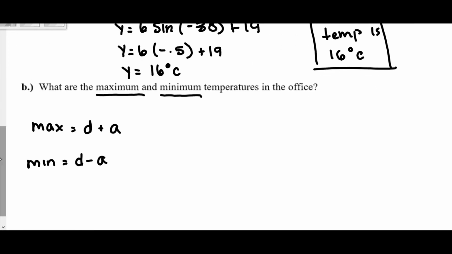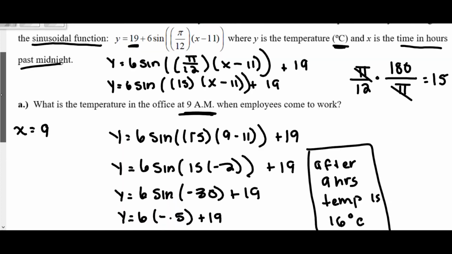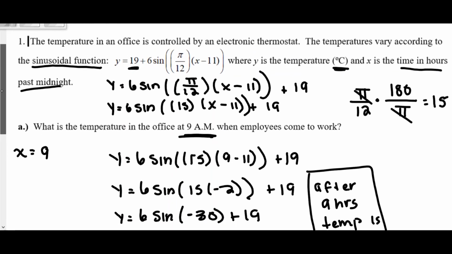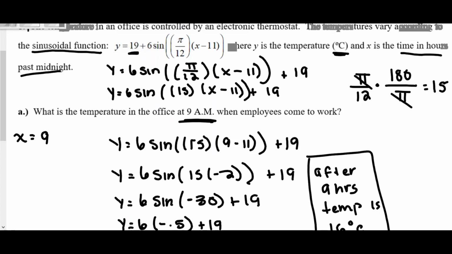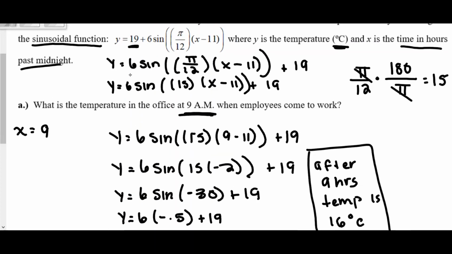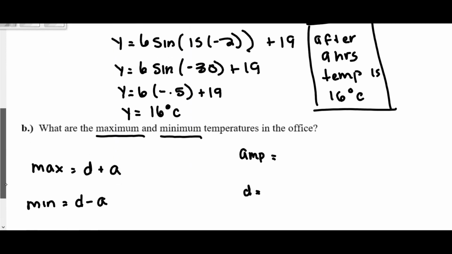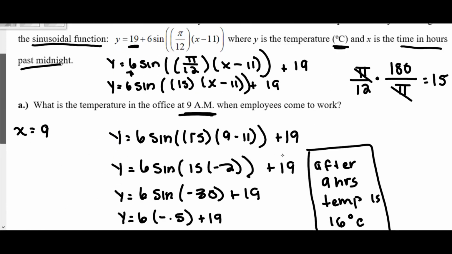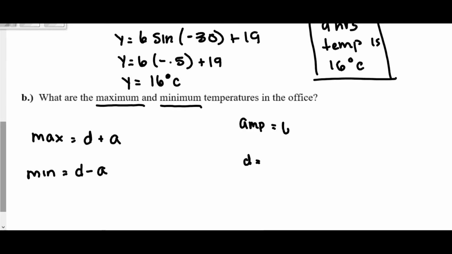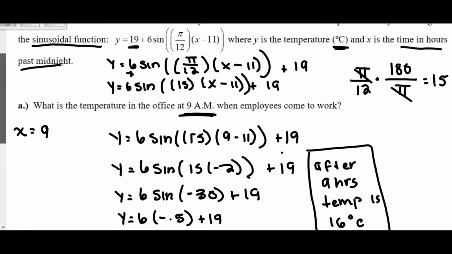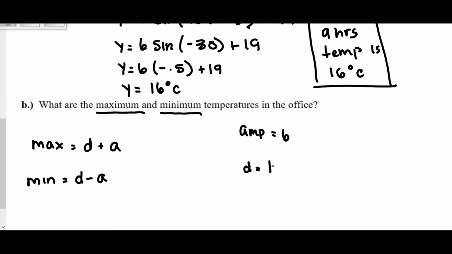So let's just look for our amplitude and our vertical shift. These are two values that I can pull from my equation. That's the reason why I switched the order in the beginning, so we wouldn't get confused. Our amplitude is the A value, which is 6. So the distance from the midline to the max, or the distance from the midline to the min, is 6. And our vertical shift is up 19. So our max value would be 19 plus 6, and our min value would be 19 minus 6.